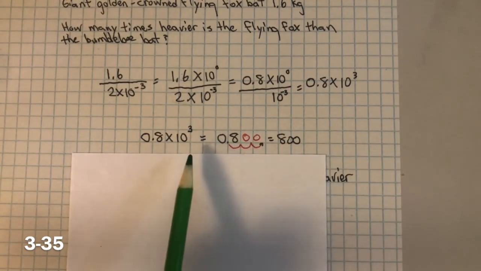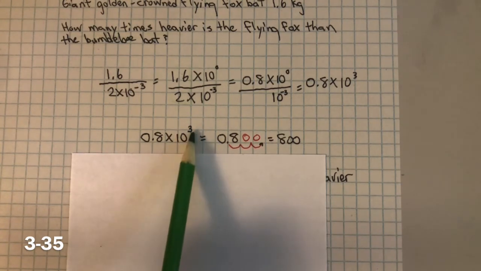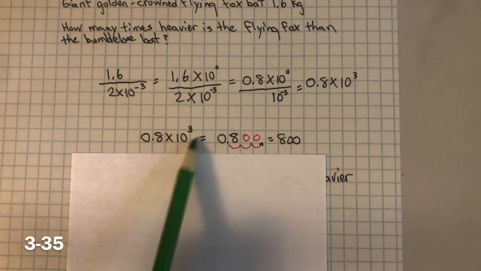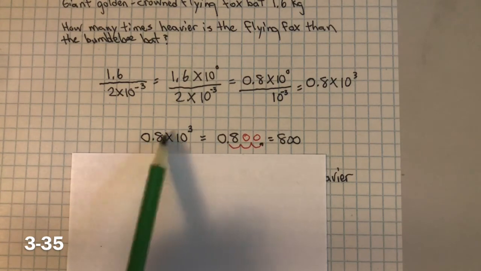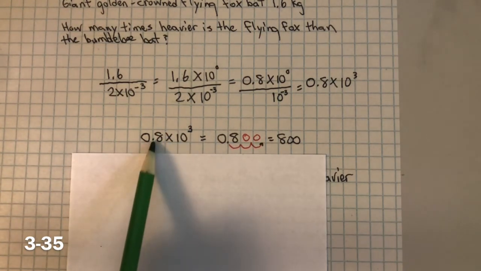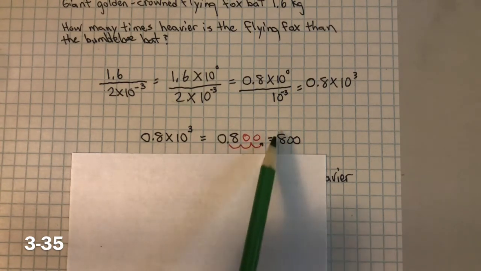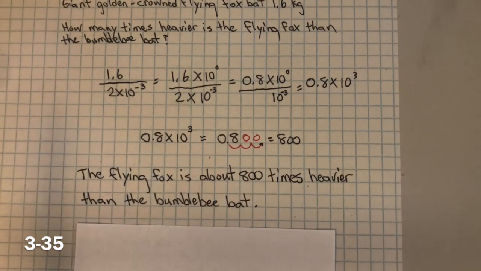And I'm going to put it in standard form. I'm going to be multiplying it by a 10 with 3 zeros. This is going to increase, since it's a large number. And so this is telling me to move the decimal to the right 3 place values, 1, 2, 3, and we get 800. So the flying fox is about 800 times heavier than the bumblebee bat.